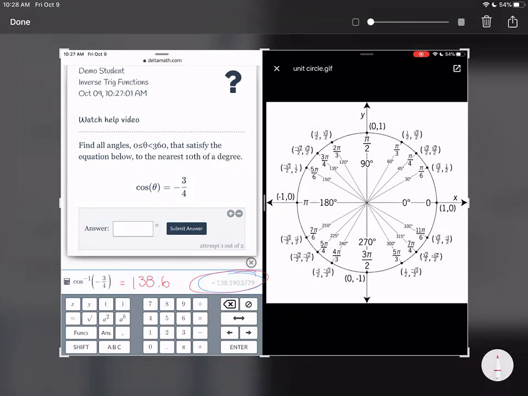Remember, there's two. So let me mark where 138.6 is. It's somewhere here. And I know that because it's between 135 and 150. So I just put it on the unit circle over there, just between. Doesn't need to be super accurate. So this is our 138.6.